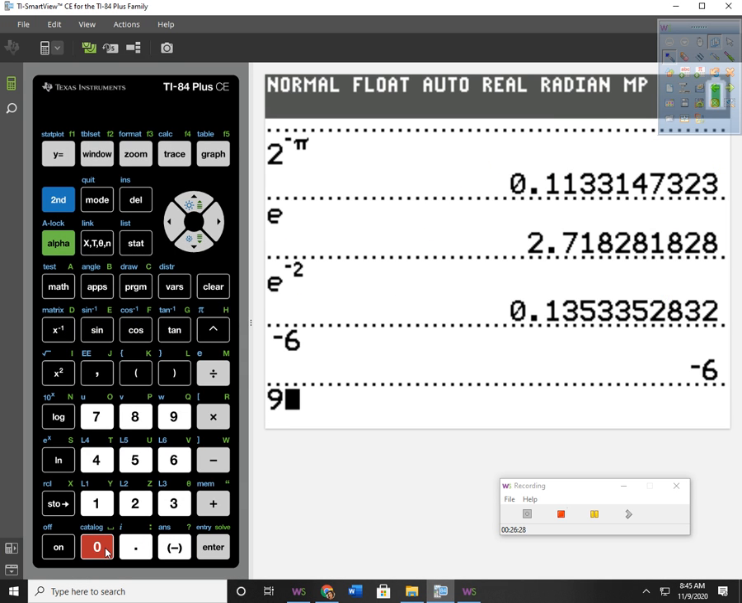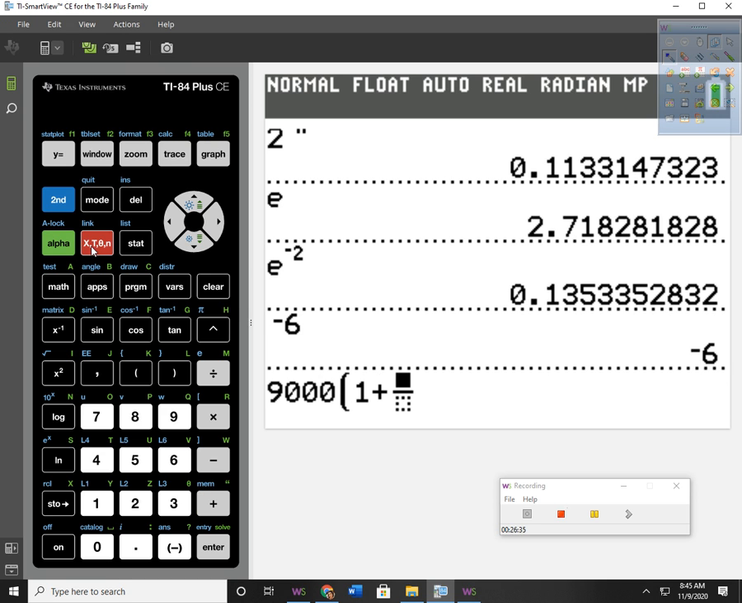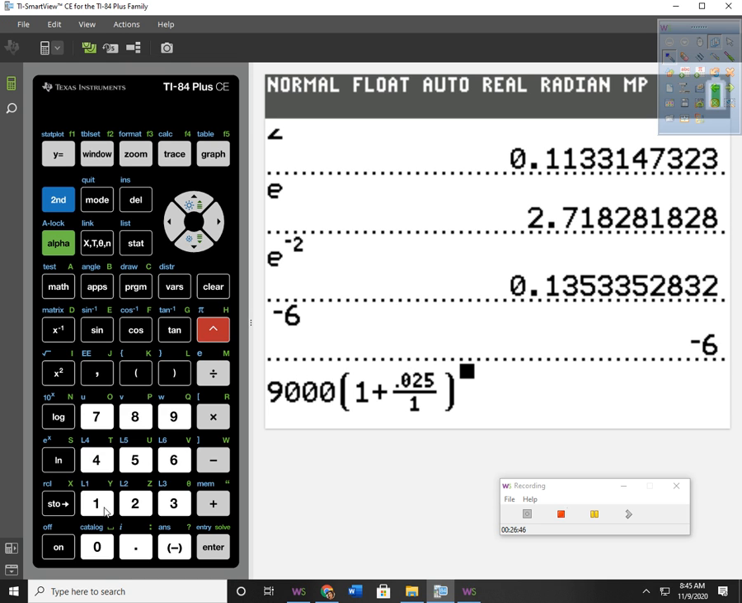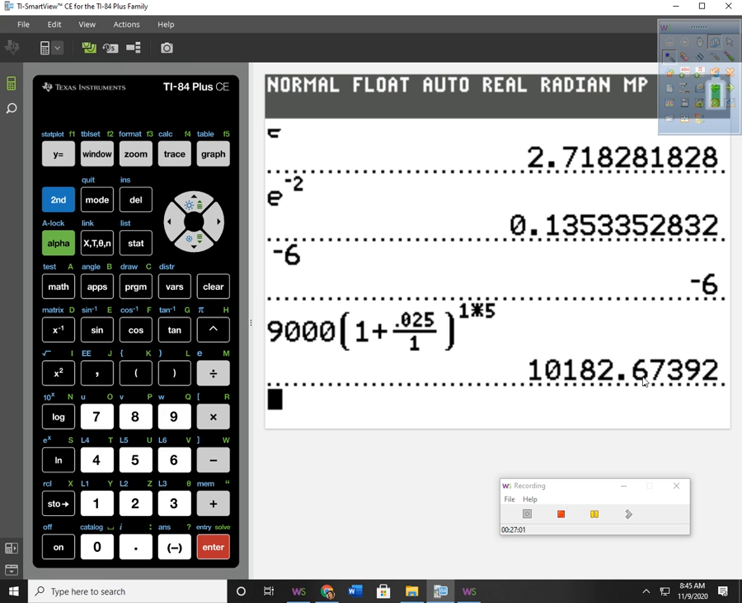So I've got 9,000 times 1 plus, get a fraction, 0.025 over 1, which I really don't need the 1 there, but we're going to keep it. And then I'm going to raise that to the 1 times 5. You just want to make sure that you get all of your numbers correctly in here. So it literally looks exactly like it is on our paper, right? Press enter. And this is money, so we always round to 2 decimal places. So we have $10,182.67.